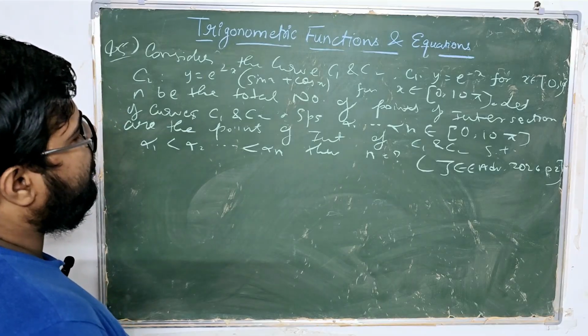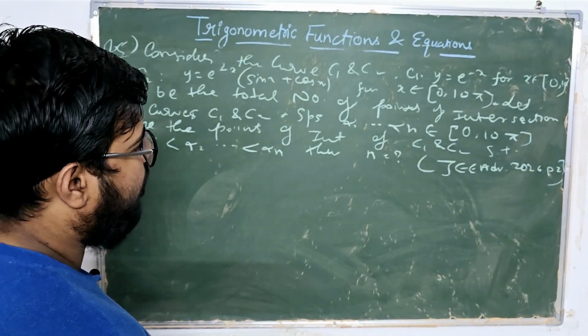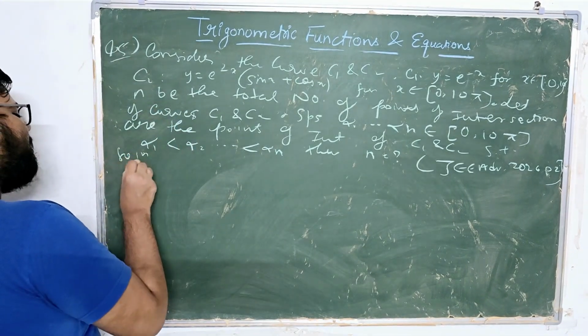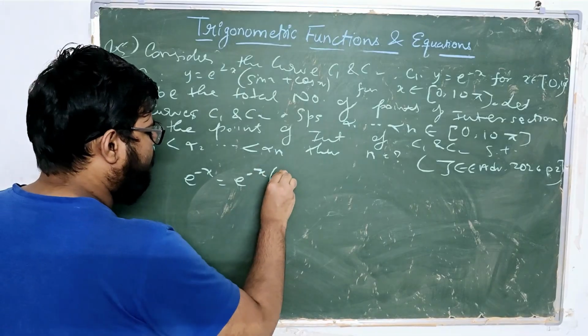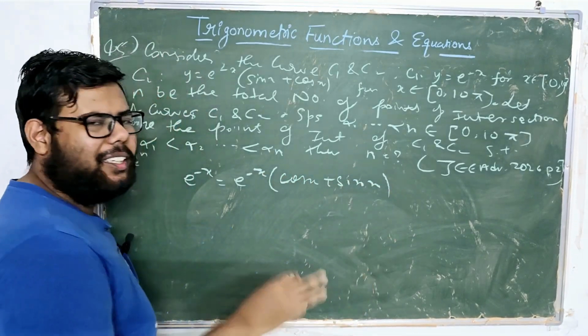Then n be the number of points of intersection of C1 and C2. Okay, and we give this sequence. So basically the question is asking what are the roots of e raised to negative x is equal to e raised to negative x into cos x plus sin x. This is what the question is asking.